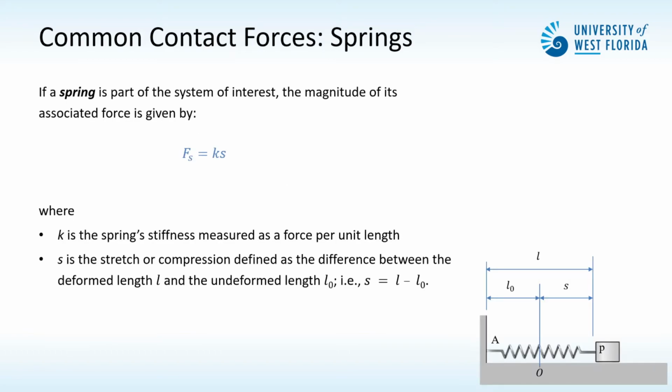If a spring is part of the system of interest, then the magnitude of its associated force is given by F sub s equals ks, where k is the spring's stiffness, which is measured as a force per unit length, and s is the amount of stretch or compression, defined as the difference between the deformed length, L, and the undeformed length, L naught, such that s equals L minus L naught. Note that the spring force opposes the direction of s, so be very, very careful with the sign when you're writing the spring force as a vector.